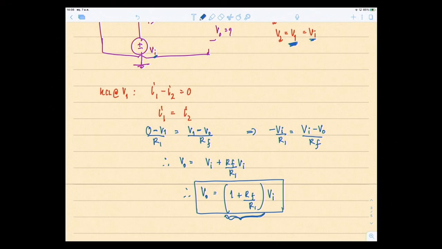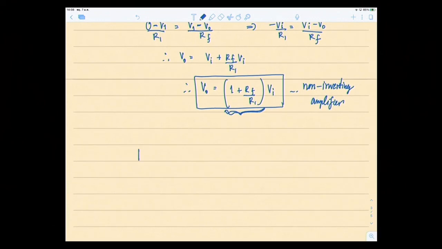As you see, the sign doesn't change from the input to the output, so this configuration is called the non-inverting amplifier. Okay, non-inverting amplifier. So that's the first case.